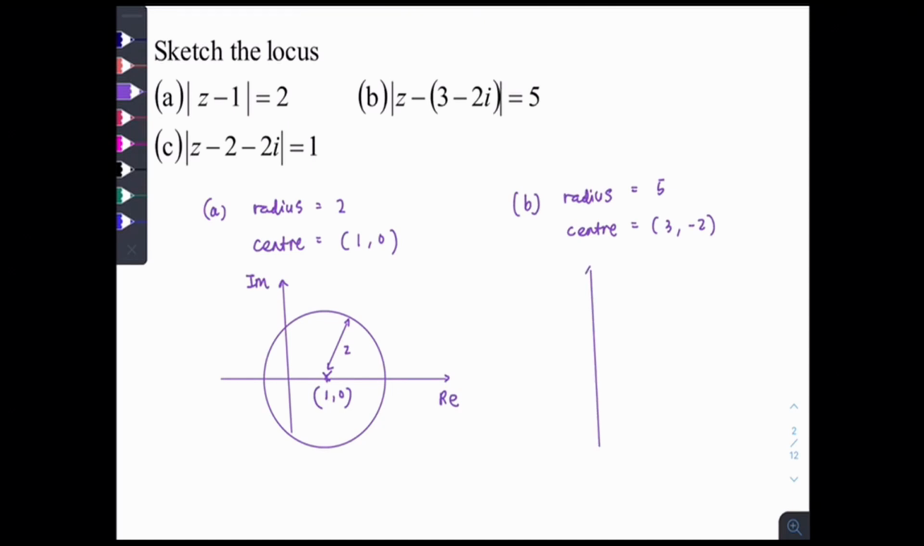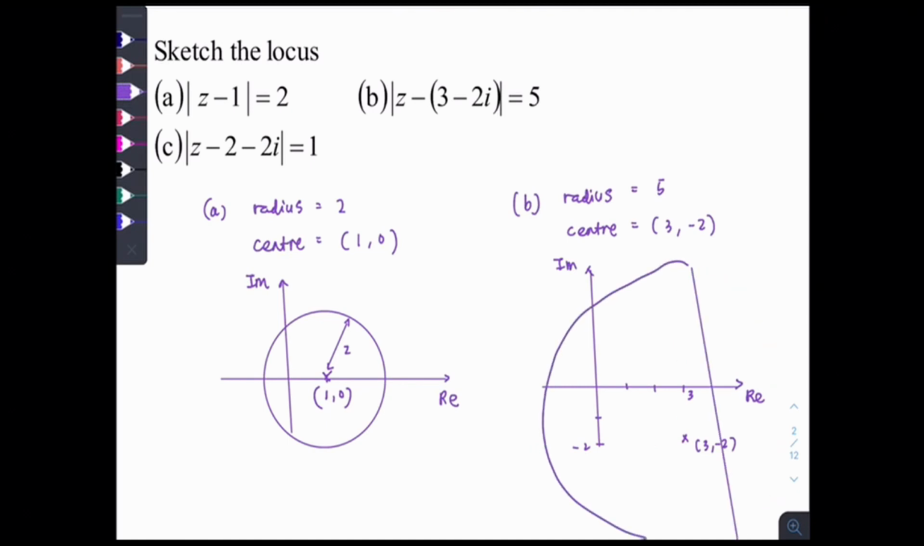So prepare the real axis and the imaginary axis and plot the center (3, -2). You can write the center (3, -2), or you can label it at the axis here, and the radius 5. So from the center, 1, 2, 3, 4, 5 is about here. 1, 2, 3, 4, 5 is about here. So the circle should be something like this.